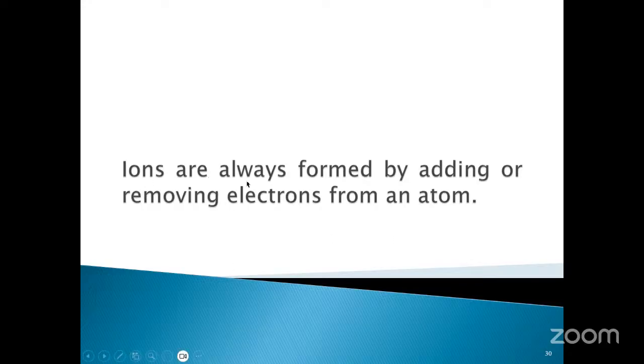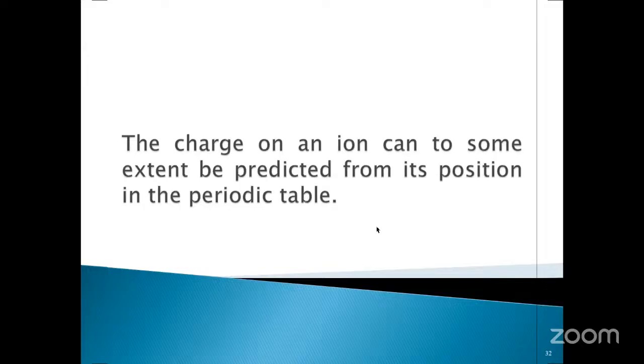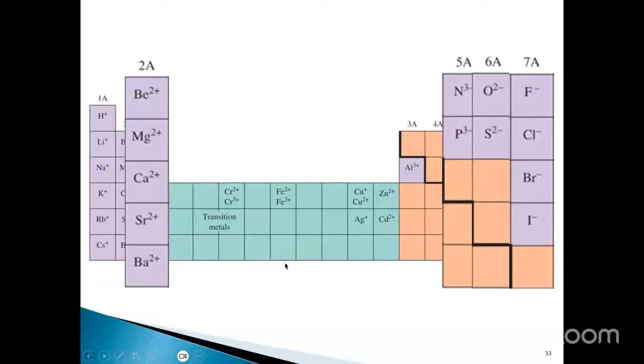Okay, so this is saying ions are always formed by adding or removing electrons from an atom. Most often ions are formed as a result of the combination of metals with non-metals. And to some extent, the charge on the ion can be predicted based on the relative position of the element that forms the ions in the periodic table. And this is just a summary of some of these ions.